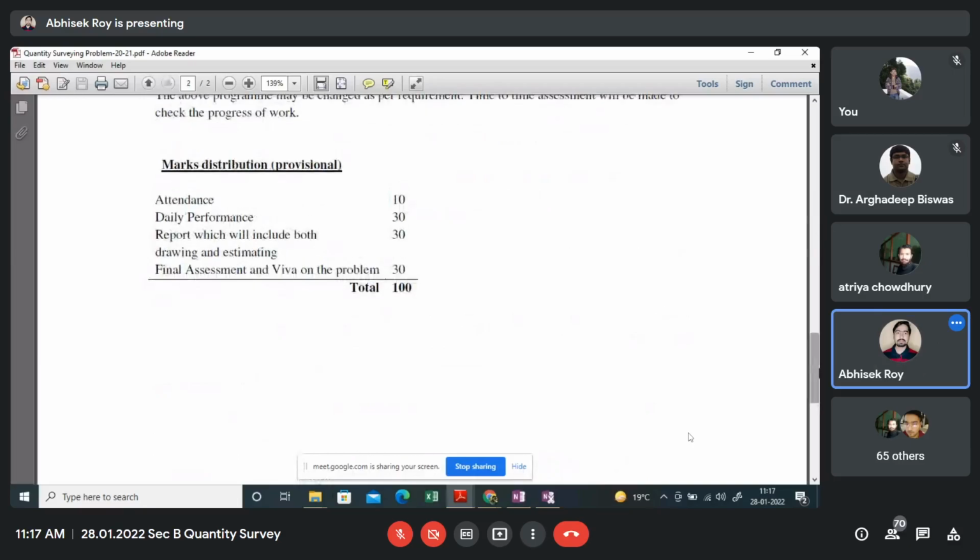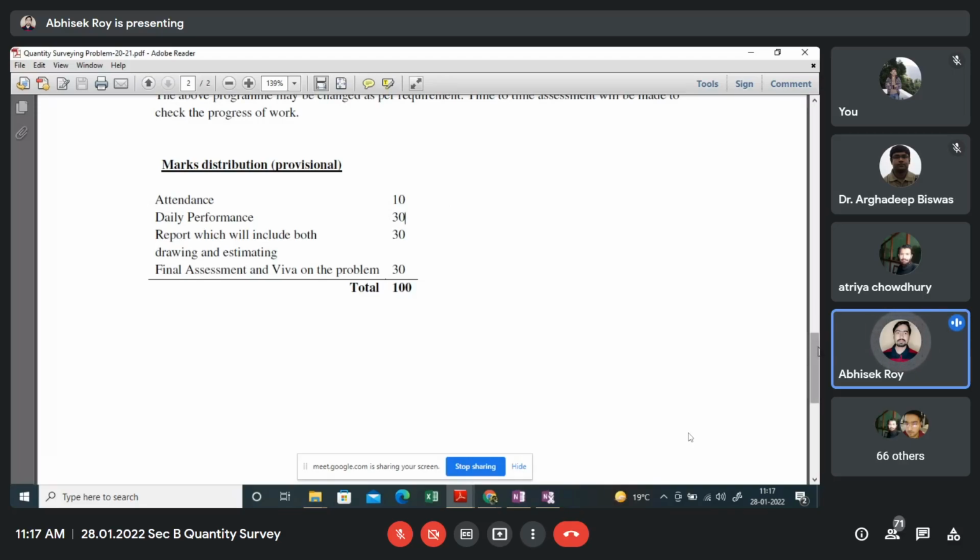Yes, this is the provisional marks distribution. This can change. So on your attendance, there will be 10 marks, and daily performance 30 marks will be there. Report, which will include both drawing and estimation, there will be 30, and the final assessment and viva, there will be 30 marks. So for the daily performance and the report, obviously the marks will come from this assessment. Hence, this assessment part is very important.